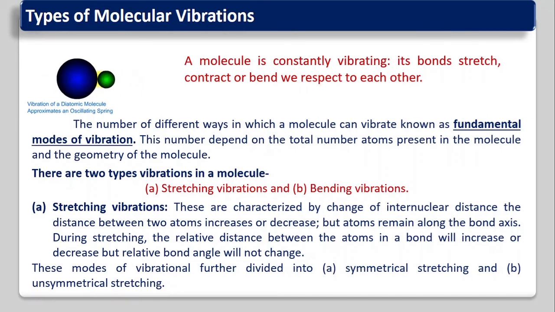As we know, a compound contains carbon having 4 bonds. These 4 bonds also show stretching vibrations. As compared to each other, these bonds undergo either symmetrical stretching or unsymmetrical stretching. So stretching vibrations are divided into two classes, symmetrical stretching and unsymmetrical stretching.